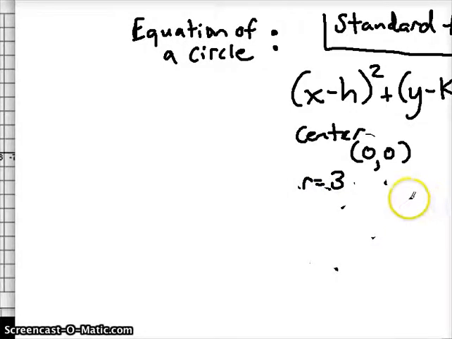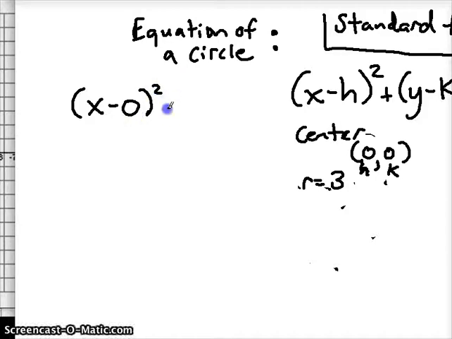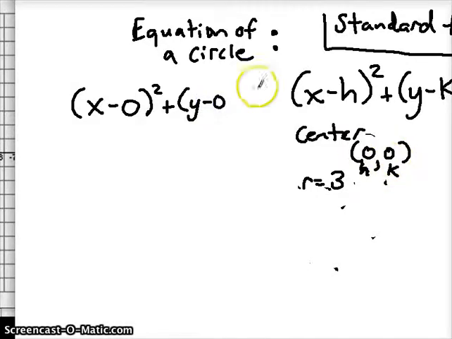So let's write the equation of that circle. Just substitute everything we have here. X minus h. Well, h is right here. K is right here. So just substitute those two values. So we got x minus 0 squared. Then we have y minus 0, because the value of k is also 0. And it's equal to 3 squared.